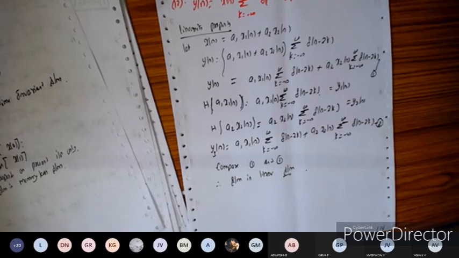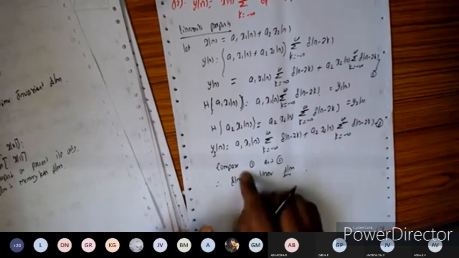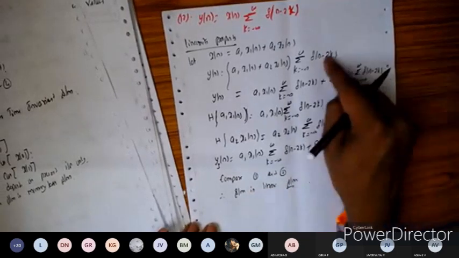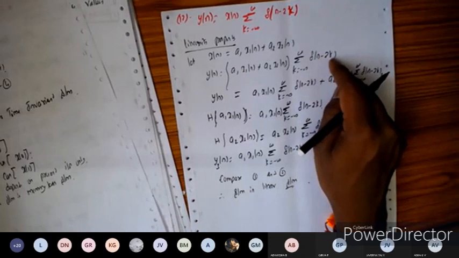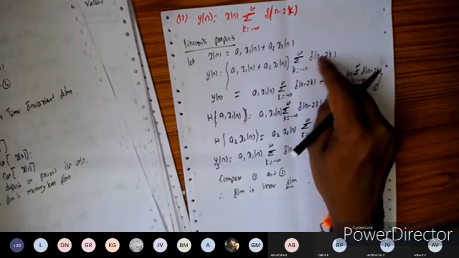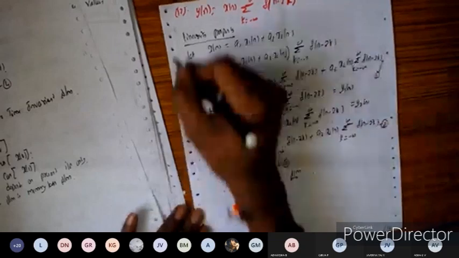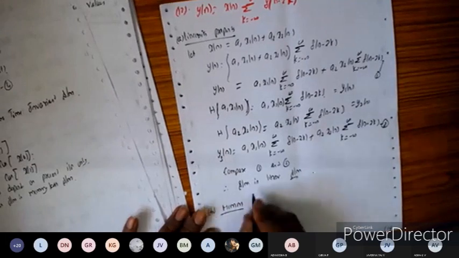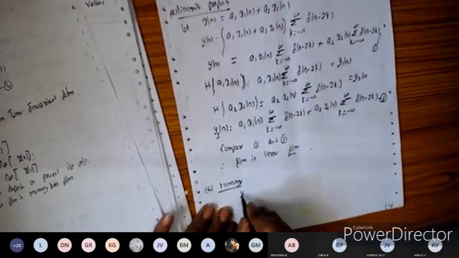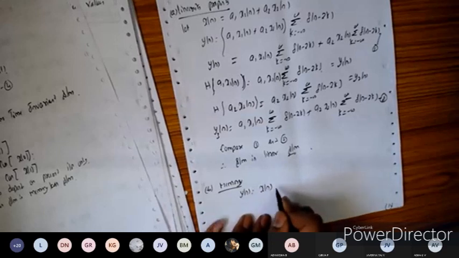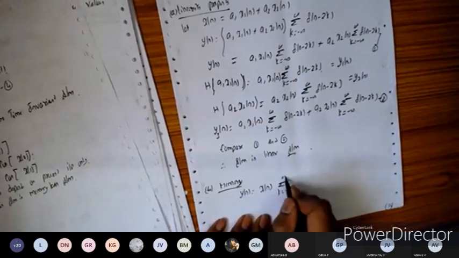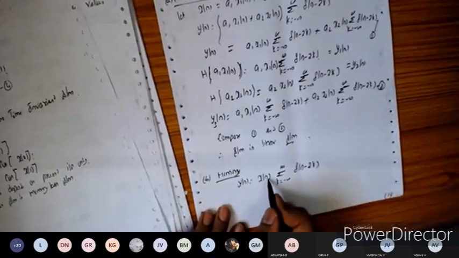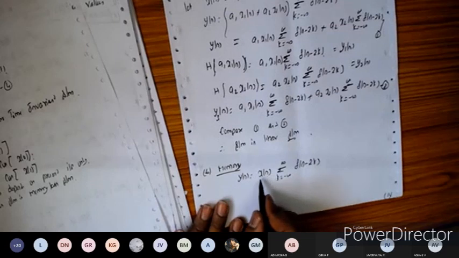Done, right? Next, two simple properties I'll take here. First, memory. Since at n equal to 0, the output depends on n equal to 0 only, we can say it is a memoryless system. So y of n is nothing but x of n summation k equal to minus infinity to plus infinity delta of n minus 2k. Since you can see n here and n here, both ways n is there, so we can say it's a memoryless system.